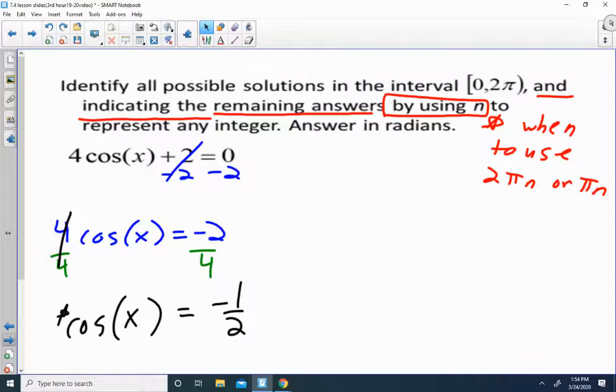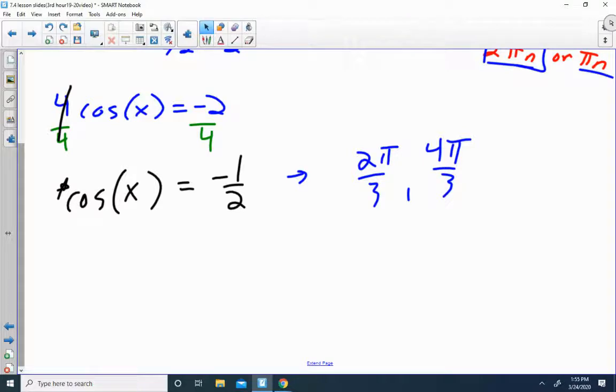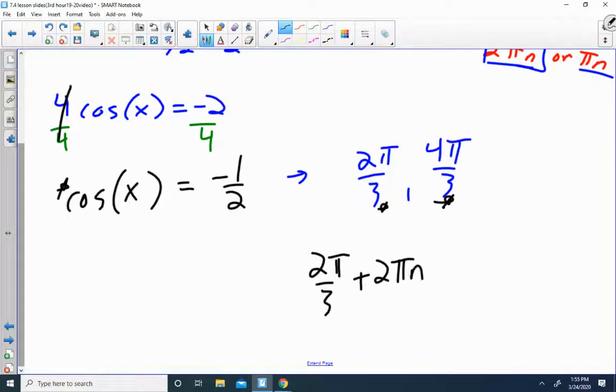So, back to here, we have that 2 pi thirds and 4 pi thirds are going to be the angles we're using. But those are only 2 answers. We need to label the remaining answers by using 2 pi n or pi n. And we are going to be using 2 pi n because it's cosine. It's not tangent or its twin. So this is how you're going to write it. These are still technically the answers. But for each one, you're going to add 2 pi n, and then comma, 4 pi thirds plus 2 pi n.